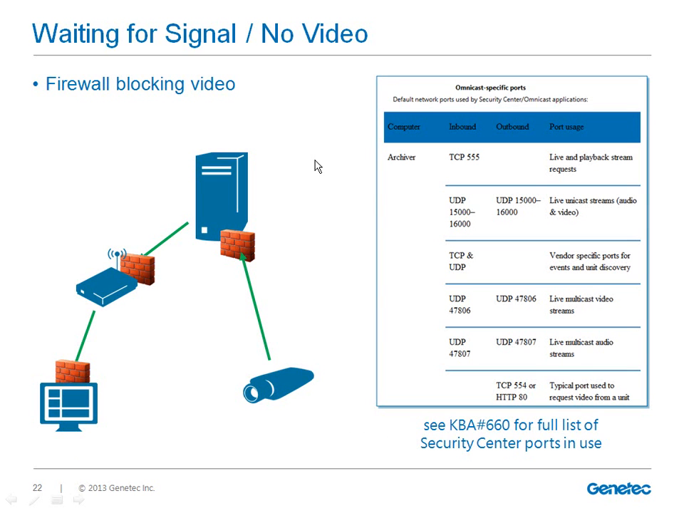Now, one common problem we see quite a bit is where the firewall on the server, workstation, or other network component is blocking the video from getting through. You may have to open the ports in use and make exceptions for the Genetec applications to be able to get through. We have a knowledge base article number 660, which has a list of ports that have to be open for communication. This is just a small sample of the knowledge base article. There's a lot more ports depending on the actual role that we're setting it up for.